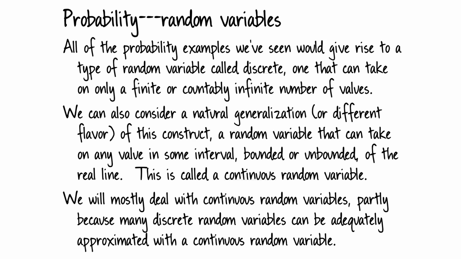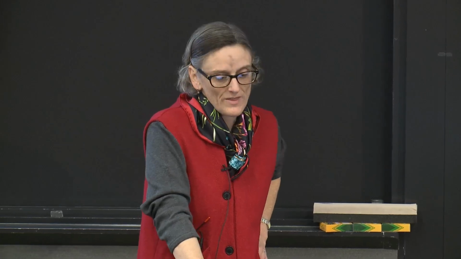Okay? We can also, however, consider a natural generalization, or depending on the mathematical framework you're using, a different flavor of this construct. And that's allowing a random variable to take on any value in some interval, bounded or unbounded, of the real line. Okay? And this is called a continuous random variable. So in this class, and in a lot of statistics classes, in fact, we will mostly deal with continuous random variables. And there are a couple of reasons for this.